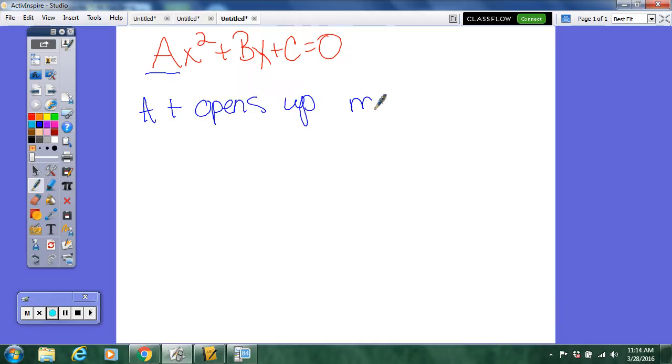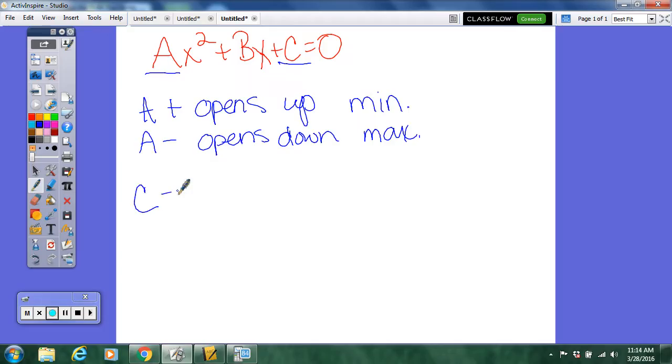I had some of you who didn't even know what a minimum or a maximum was. If A is negative, it opens down, which means it has a maximum. Pretty important when you're talking about real world problems, when you have a low point or a high point. The other important part in the equation is C.